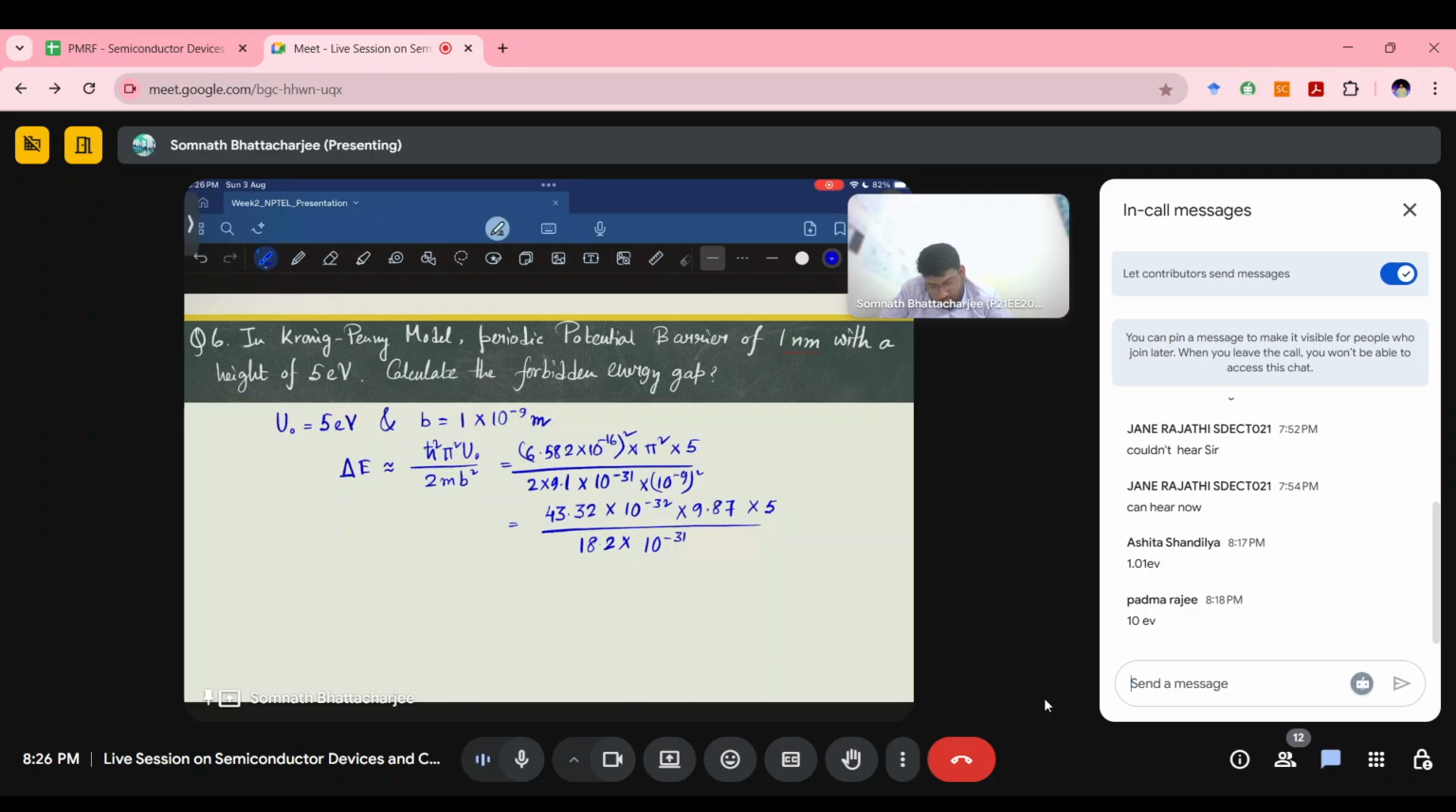So this one would be in EV, right? 5 into EV. So the value would be 3.32 multiplied by 9.87 by 18.2. So the values are 23.49.